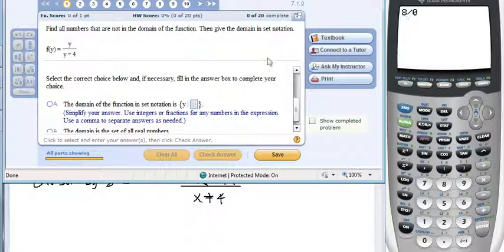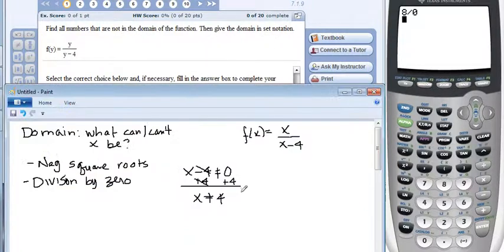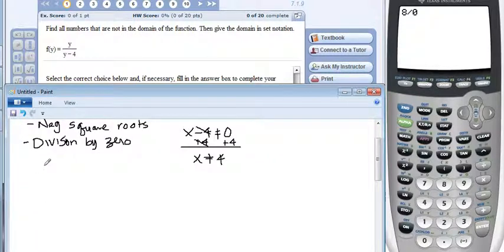Now, remember what set notation is. Set notation was that fancy formal language. The set of all x such that x cannot be 4. The set of all x such that x cannot be 4, meaning all real numbers except 4. Now remember, the domain was restricted to real numbers. It can't include imaginaries, and that's why we have this negative square root thing.